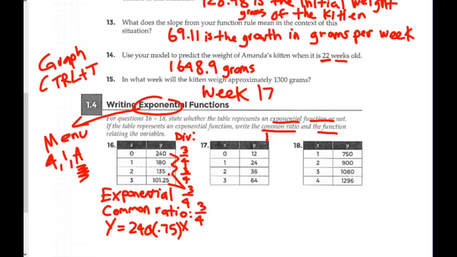Let's divide these. 24 over 12 is 2. 36 over 24 is 3 over 2. Already, they don't match. It's not exponential. You can do the other ones if you want, but if 2 don't match, it's not exponential.